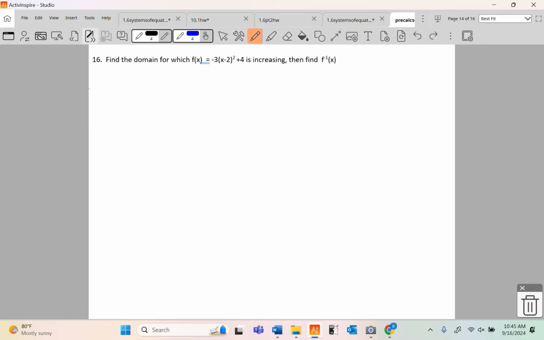Find the domain for which this function is increasing. Then find the inverse. Okay. The mom is x squared. And if we look at our shifts, we have a right 2 and an up 4. And we have this initial slope. Big thing is it's negative.